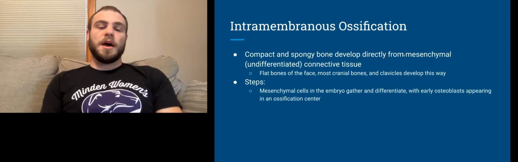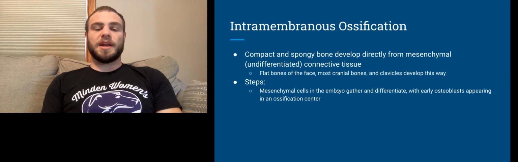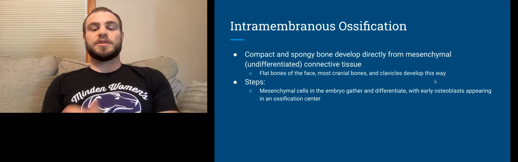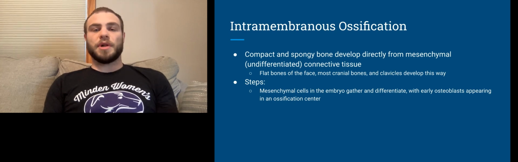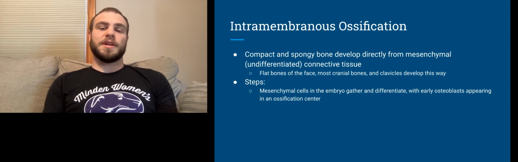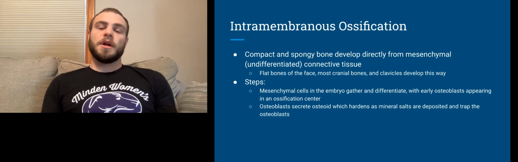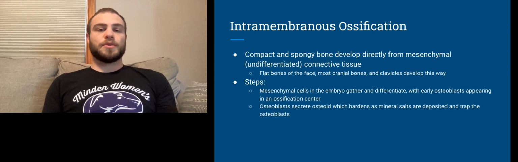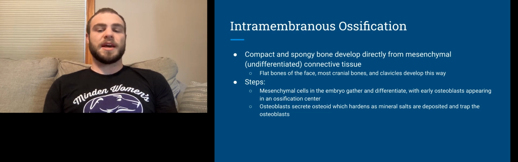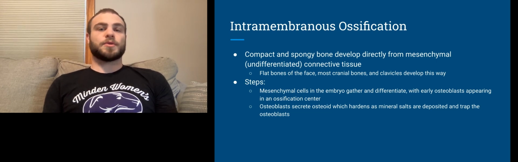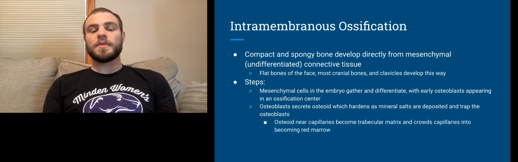And here are the steps. Mesenchymal cells in the embryo, so you can see we're still dealing with an embryo here, are going to gather and begin to differentiate, giving rise to osteoblasts. Those osteoblasts will be appearing together in what's known as an ossification center. Those osteoblasts are going to begin secreting osteoid, that matrix, which is going to harden as mineral salts, calcium, phosphate, and things like that are deposited on it, and that's going to trap the osteoblasts, as we saw in a previous video.